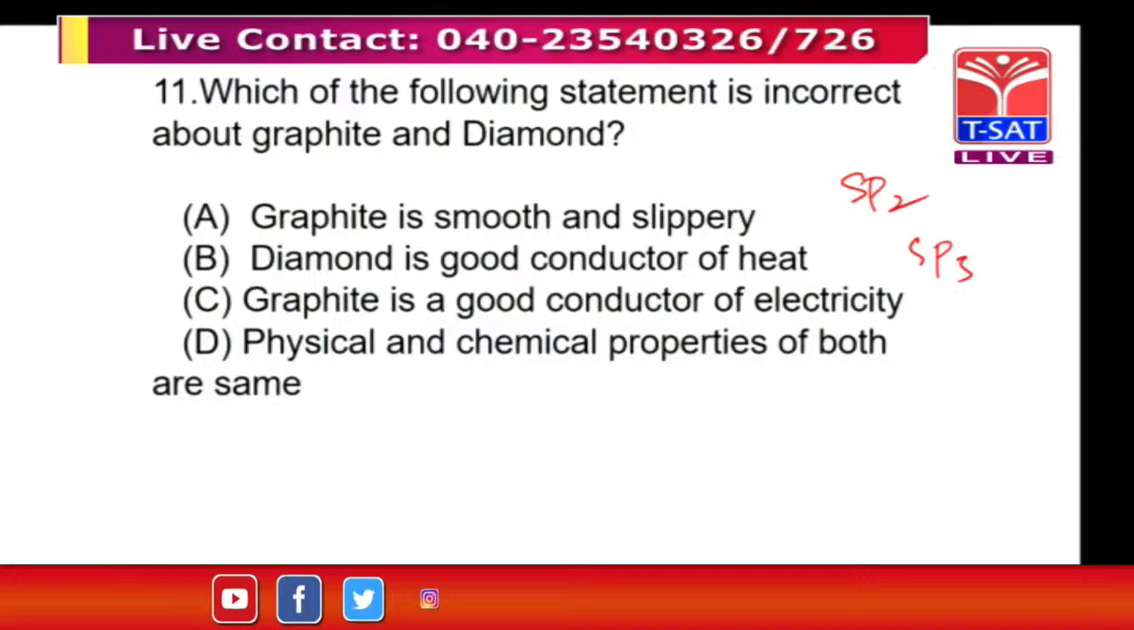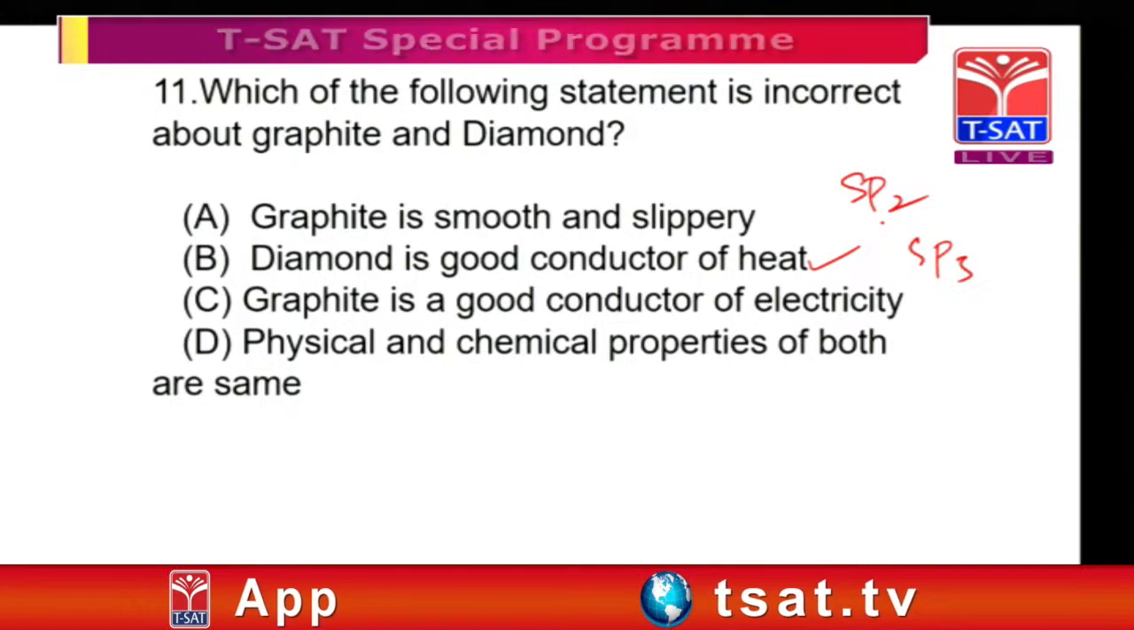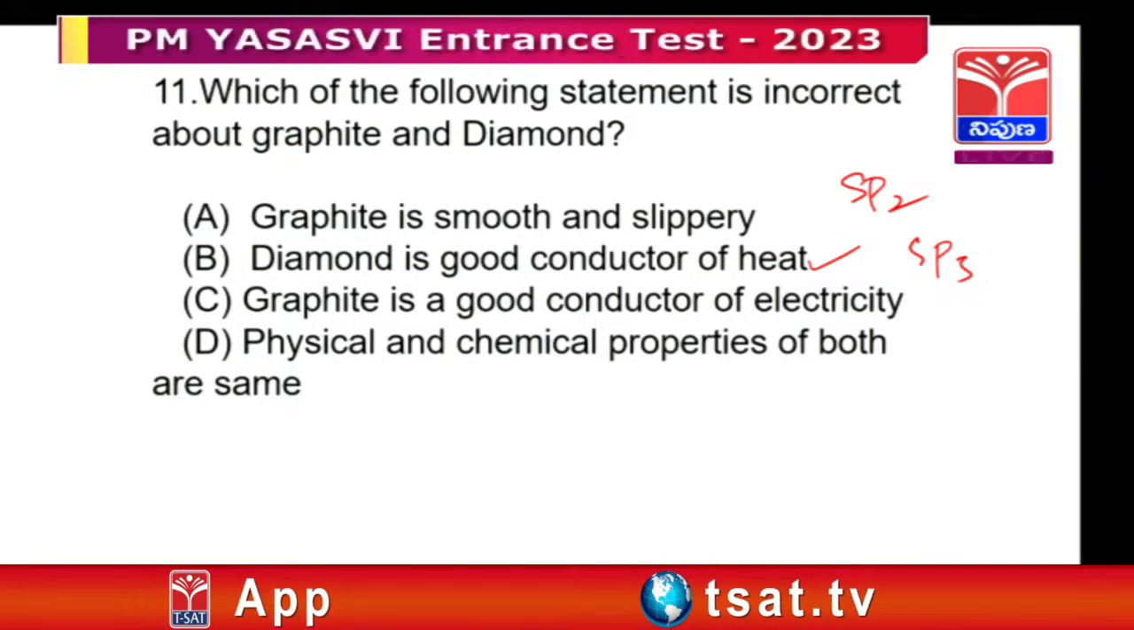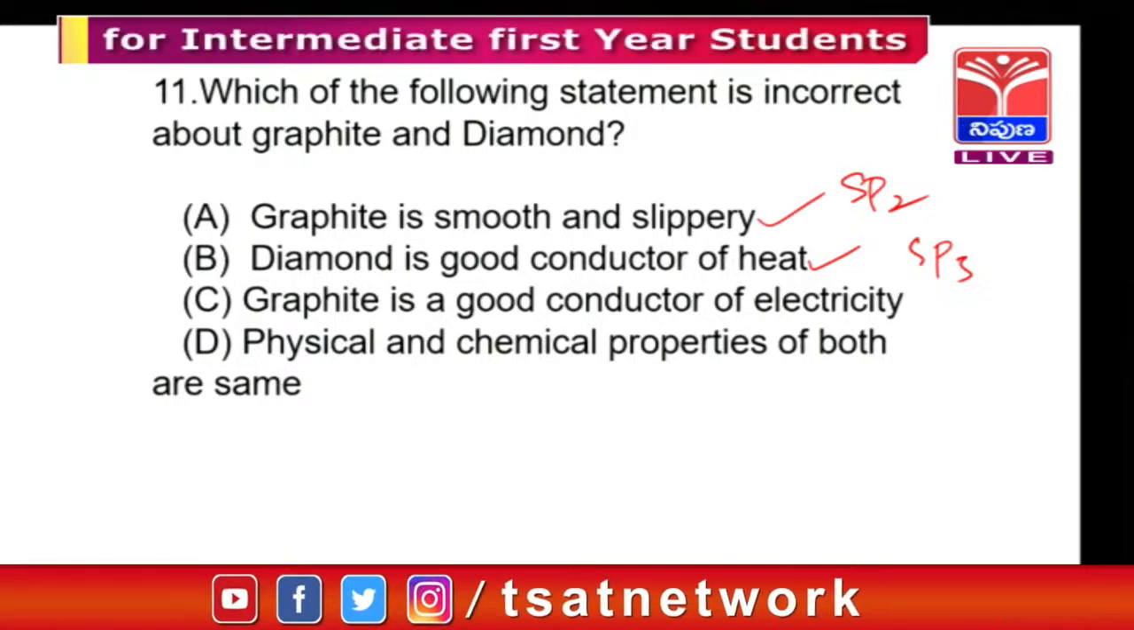So, it is smooth and slippery. Both are good conductors of heat, but diamond is not a good conductor of electricity, and it is given as a good conductor of heat. So, option B is correct, and as you said graphite is smooth and slippery, so it is also correct, and graphite is a good conductor of electricity, already we discussed.